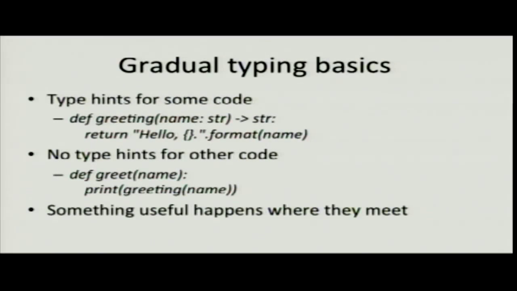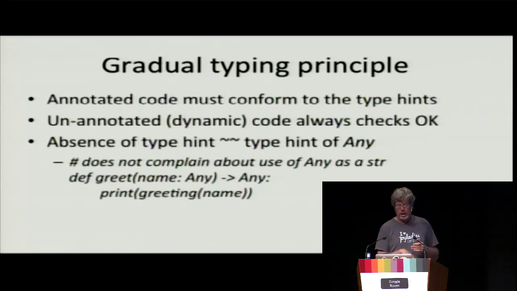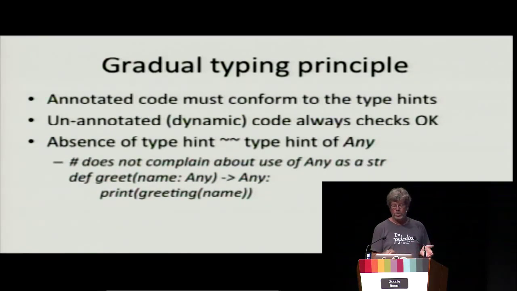So instead of being picky, a good type checker using type hints thoroughly checks code that has annotations and backs away from code that doesn't, and lets the two be combined in a useful way. Also, if the annotated code calls something that is unannotated, it will always just assume that the best possible thing will happen there. So this is the principle. Code without annotations is always okay to the type checker.